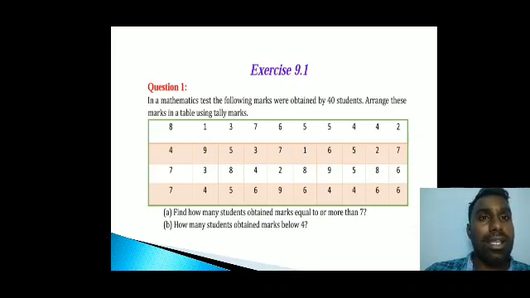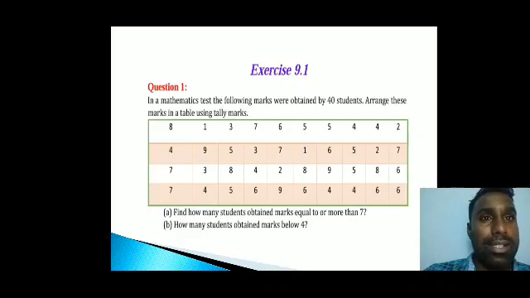Arrange these marks in a table using tally marks. What are tally marks? We use tally marks so that we can analyze the data very easily, and predict the information in an easy manner. To make tally marks: 1, 2, 3, 4, and then for 5 you make one cross mark. Just look at this, there are totally 40 students.